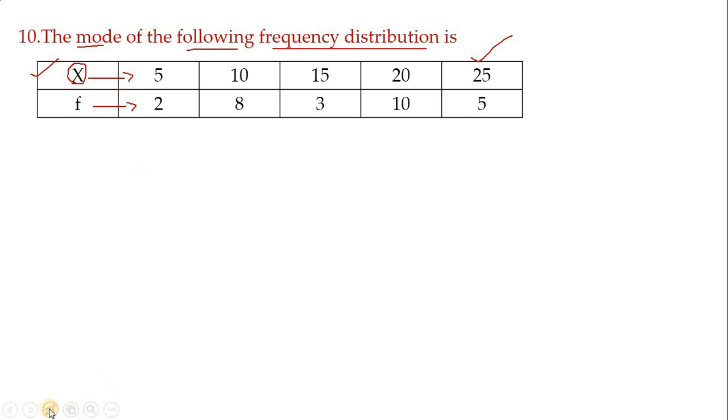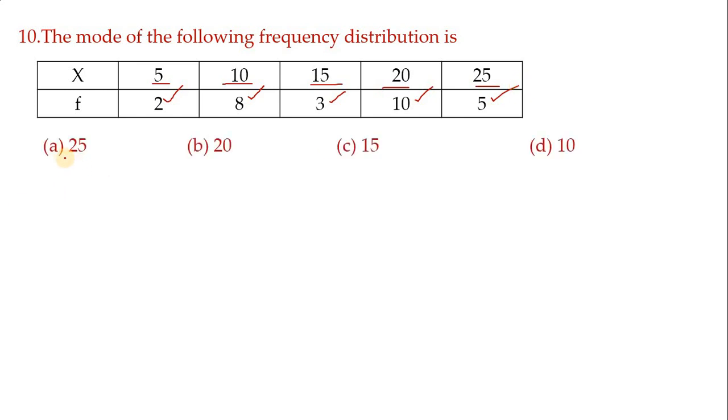So how you have to understand this table is like this. The 5 repeated 2 times. 10 repeated 8 times. 15 repeated 3 times. 20 repeated 10 times. 25 repeated 5 times. This is the way of understanding. And these are the given options: 25, 20, 15 and 10.